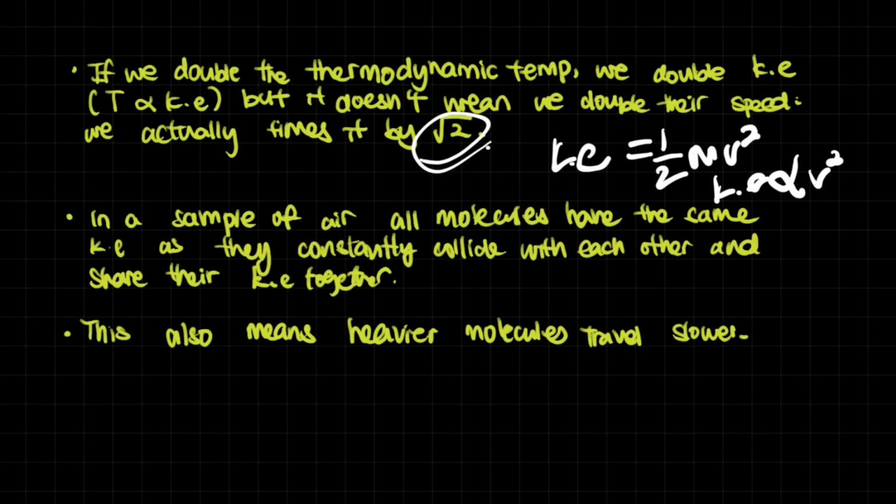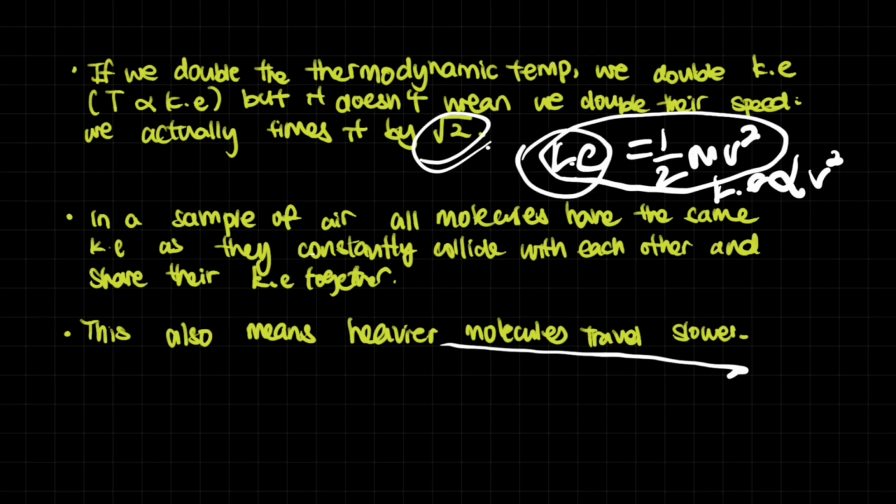In a sample of air, we have a lot of different molecules, like nitrogen, oxygen, carbon dioxide, argon, etc. They have different masses, but all of them have the same kinetic energy. That's very important. In a sample of air, disregarding their masses, all molecules will have the same kinetic energy as they constantly collide with each other and share their kinetic energy during these collisions. However, this also means that heavier molecules travel slower because kinetic energy is 1/2 m v squared. Everyone's kinetic energy is the same. If this goes up for you, this will go down for you.